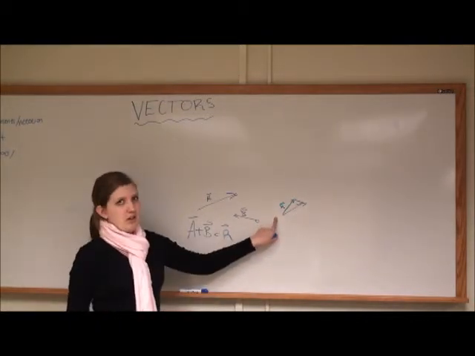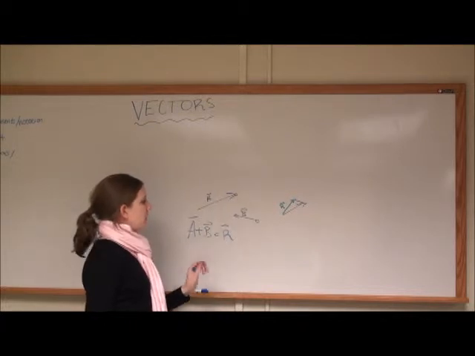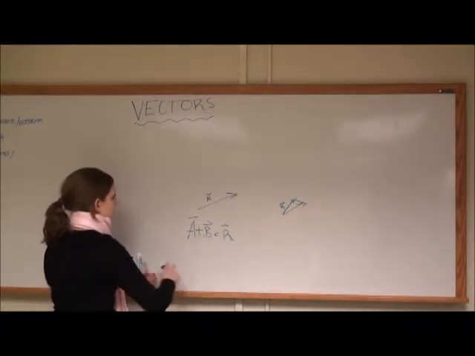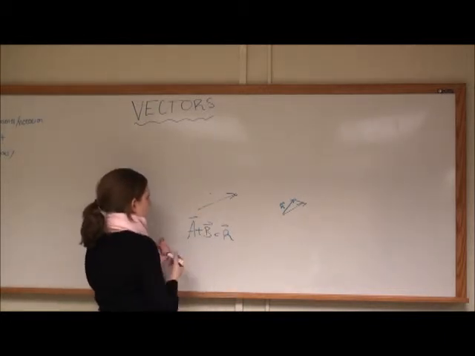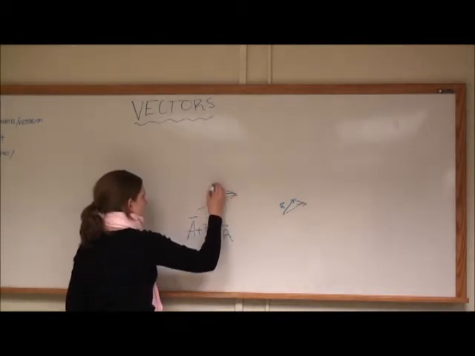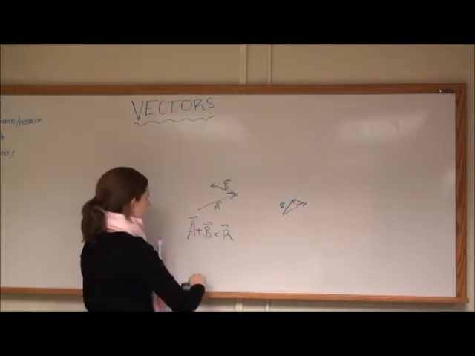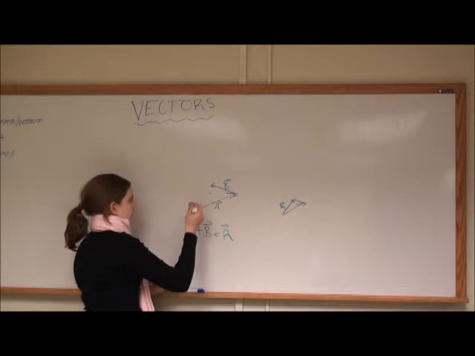So that little one, I'm sorry, it's very small. That blue one is your resultant. I will draw it slightly bigger over here. So here's vector A, here's vector B, and here's the resultant.